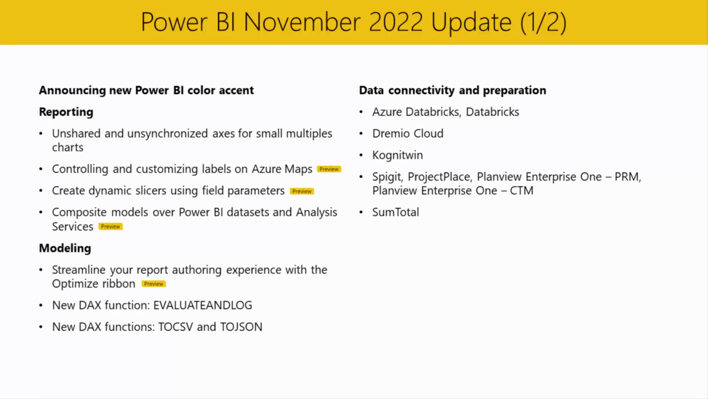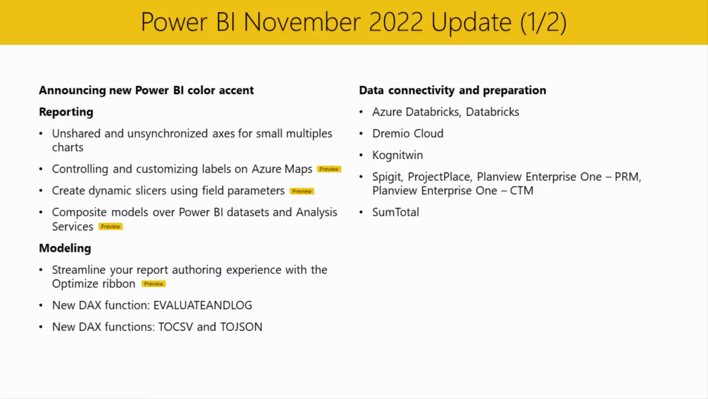We're also adding two more DAX functions similar to Evaluate and Log called TOCSV and TOJSON. These convert the input table to CSV or JSON respectively. With the TOCSV function, you can change the delimiter and whether or not you want the headers to be included, as well as the max number of rows that the function can return.